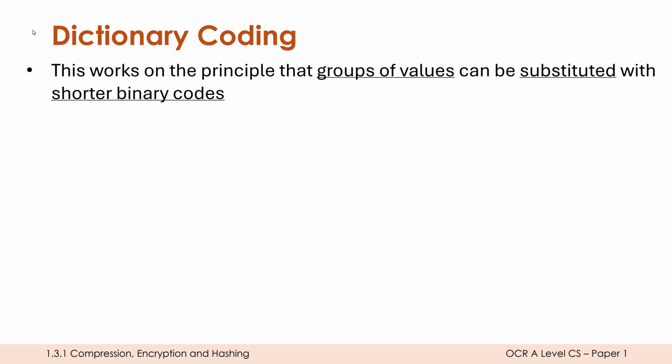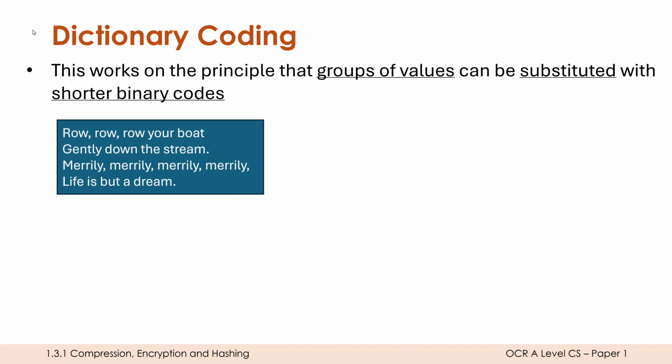So dictionary coding works on the principle that groups of values can be substituted with shorter binary codes. And this is particularly beneficial if these groups of values are repeated throughout your file. RLE works very much on single values, just repeated consecutively. Dictionary coding works on groups of values which are dotted about your file, potentially.